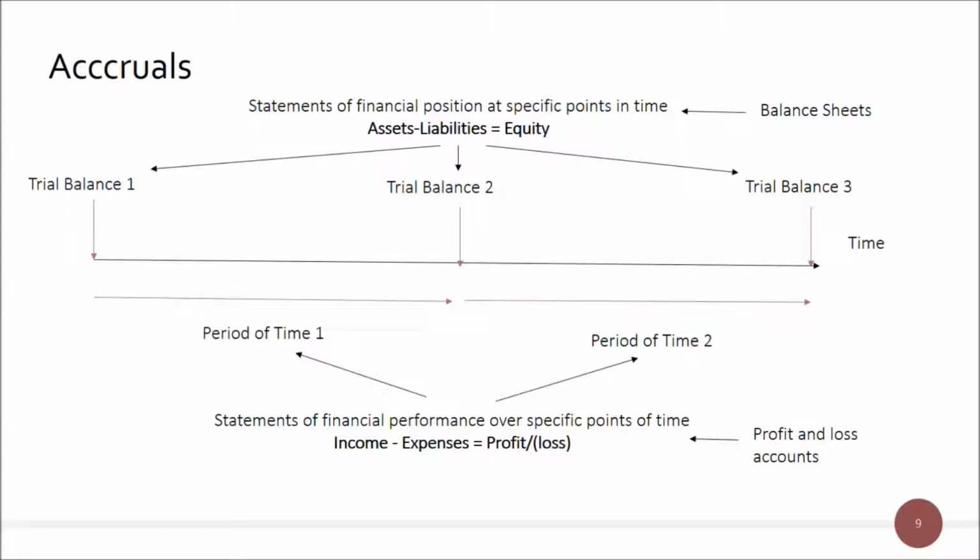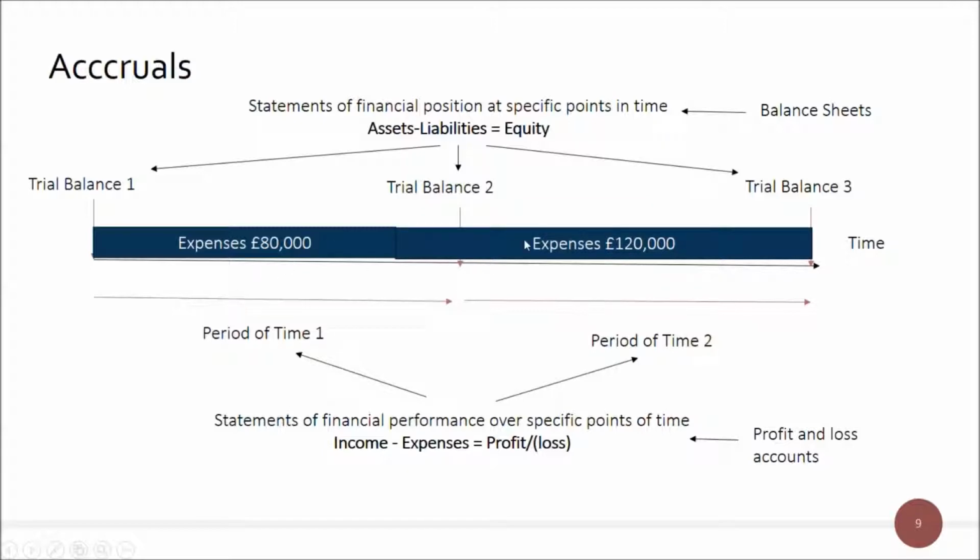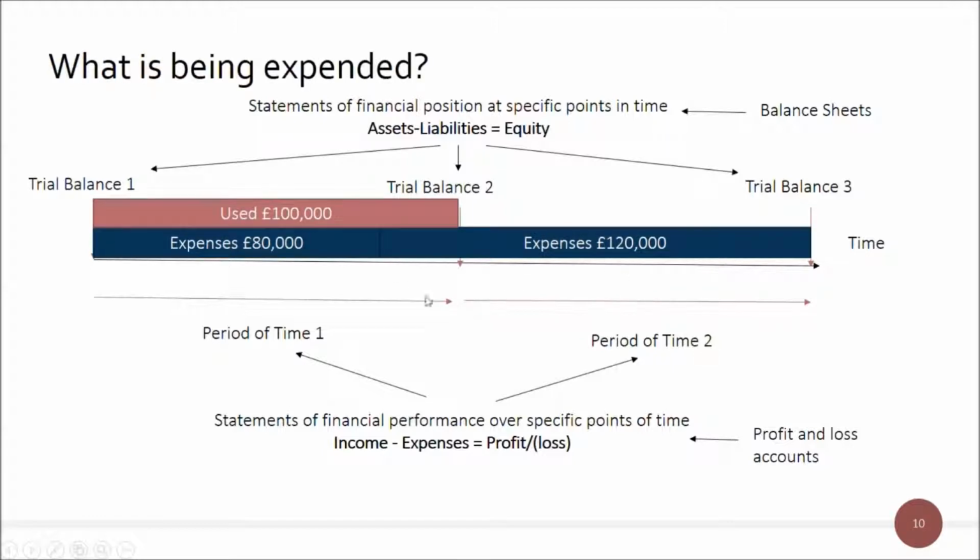So we've got some accruals, and now we've got the same kind of time period here. In this one, we've actually only received £80,000 worth of invoices in the first year, and then in the second year we receive £120,000 worth of invoices, but really we actually use £100,000 worth in the first year. We're waiting for £20,000 at the end of the year. And in the second year we use £100,000 worth of our expenses.